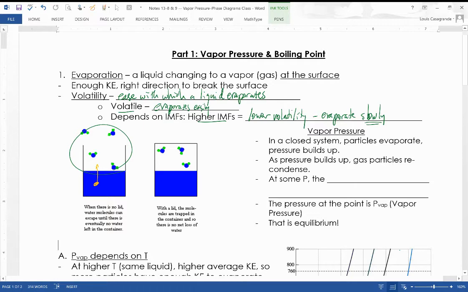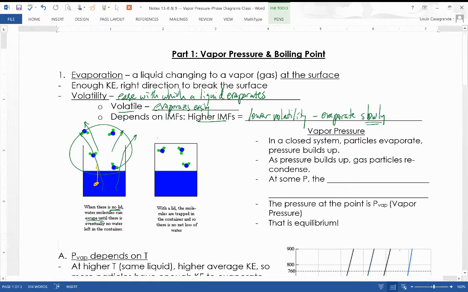What can happen is, if we have an open system like on the left, when there's no lid, molecules can escape, and we're never going to build up what we call a vapor pressure. Everything can evaporate, and eventually all of the liquid in here, whether it's water or whatever else it is, will evaporate. This says water here, but it could be any liquid.